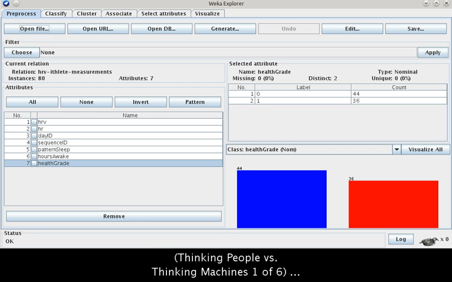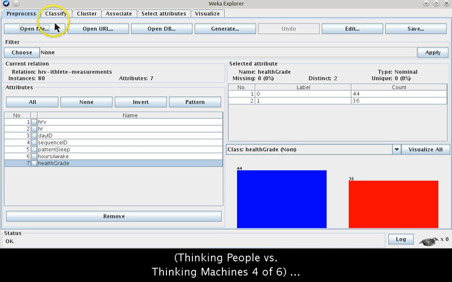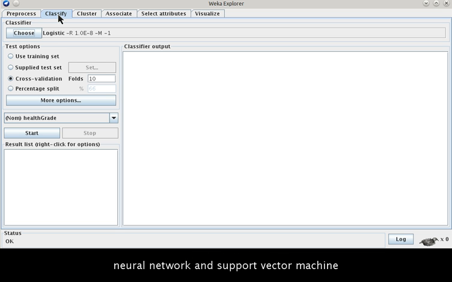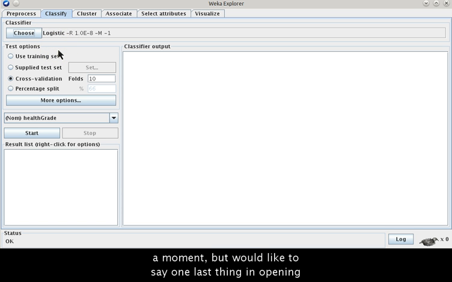So you've probably already seen this initial screen when you open your dataset in Weka Explorer. While it's a helpful screen showing you some things about the dataset, it most certainly is not why people use Weka. The Classify tab is where it most commonly does its thing, and will contain the 4 algorithms I'll demo, which again are Logistic Regression, Decision Tree, Neural Network, and Support Vector Machine. I'll run my data in Weka using Logistic Regression in a moment, but would like to say one last thing in opening.